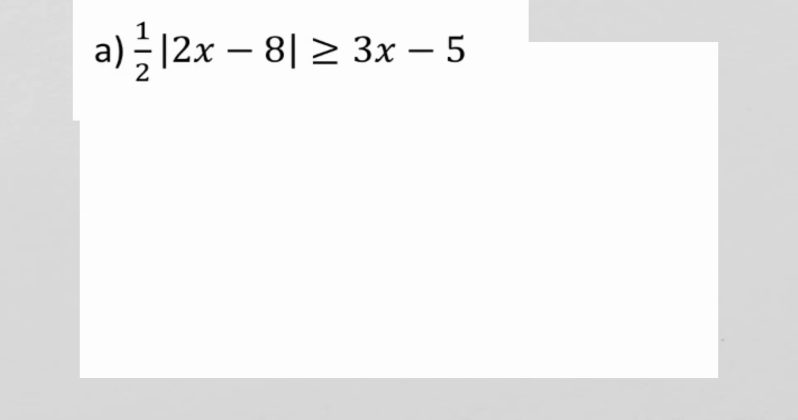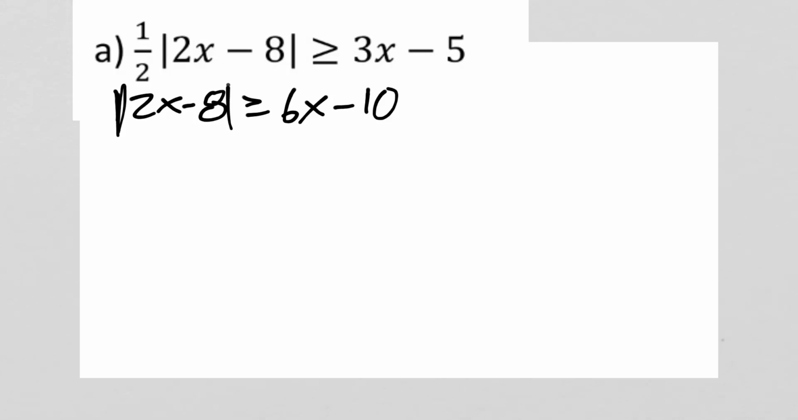Alright, I've lost track of the numbers, but it's the first inequality problem. So let's multiply everything by 2 to get the absolute value of 2x minus 8 is greater than or equal to 6x minus 10 if we're multiplying everything by 2.